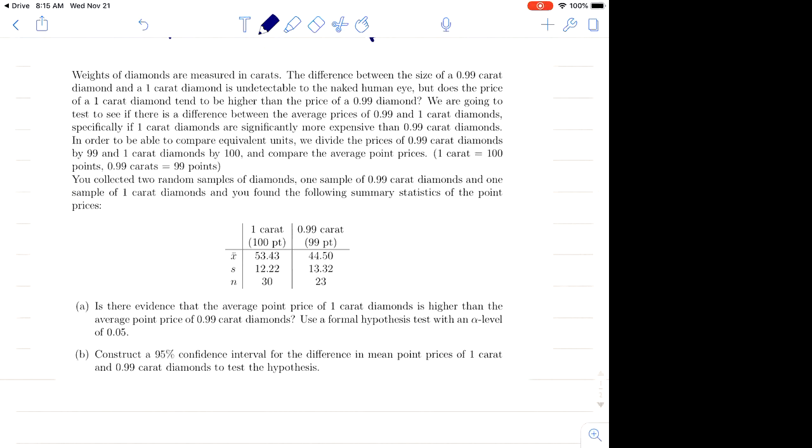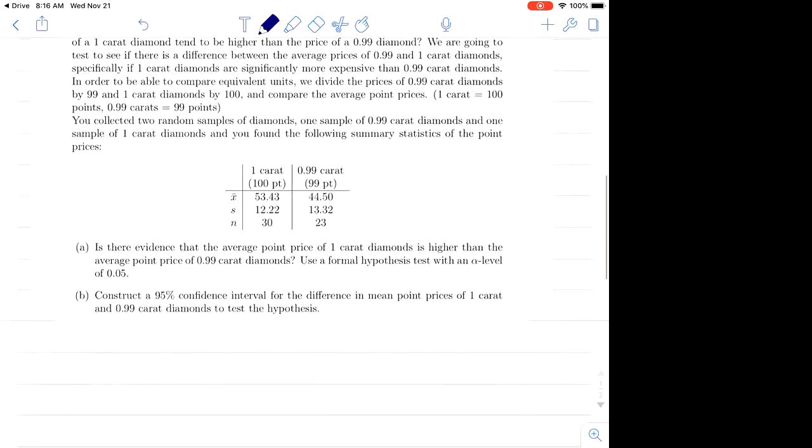So we have each of these groups and we have means, standard deviations and sample sizes for each of them. Because in our spreadsheet we would have a column of the 1 carat prices and the 0.99 carat prices. So the question that we have to answer: is there evidence that the average point price of 1 carat diamonds is higher than the average point price of 0.99 carat diamonds?